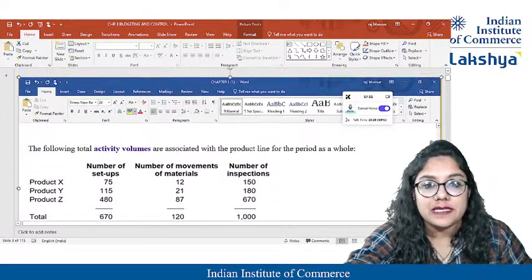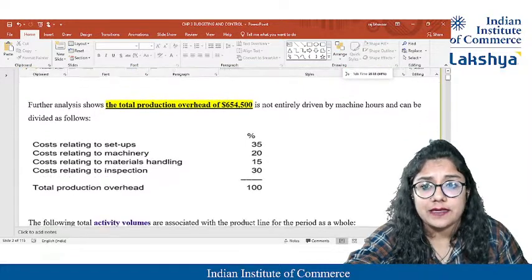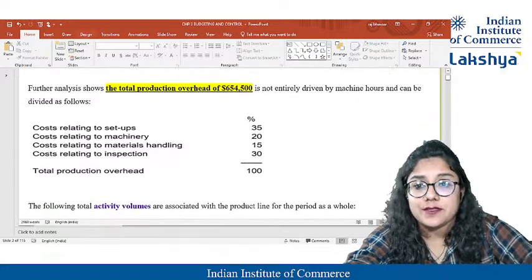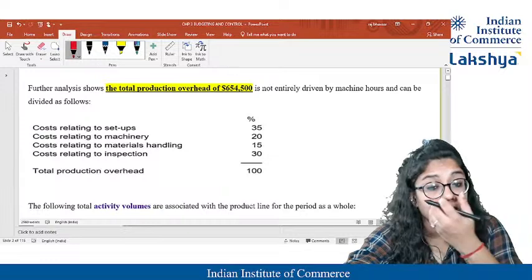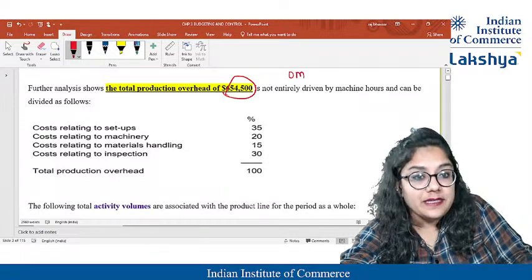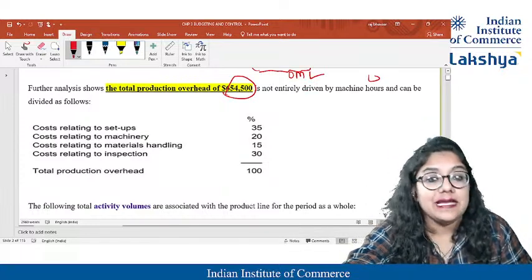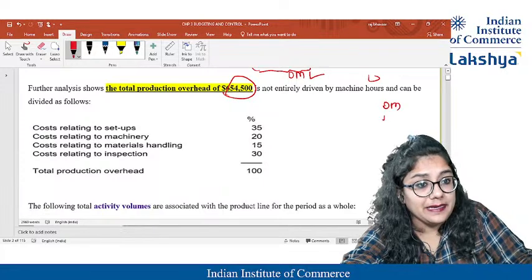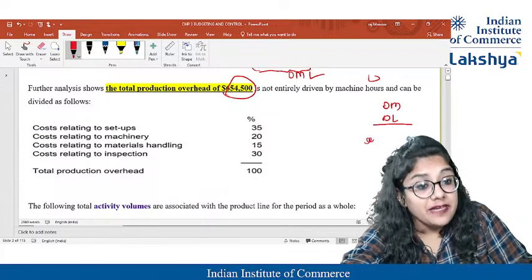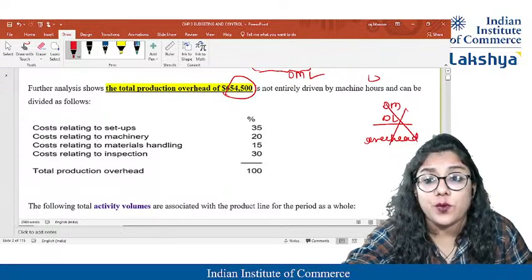Over here the question says further analysis shows that this is the production overheads, so this is the total cost. Now see, direct material is fixed, direct labor is fixed. When I say direct material, direct labor, everything is fixed. But when it is overheads, students, it's not fixed.